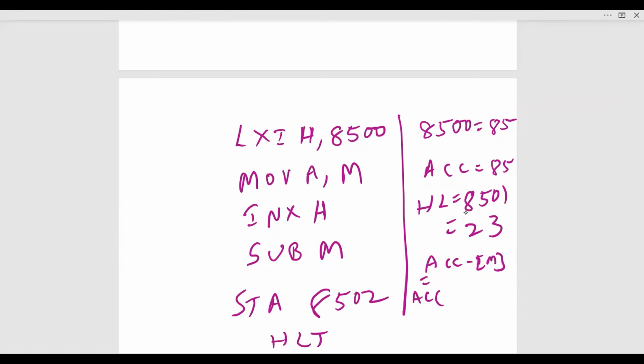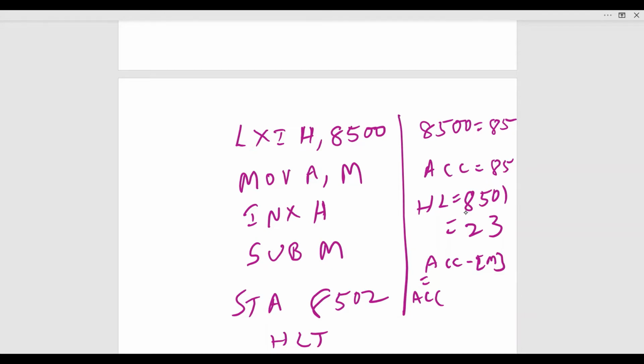Move A comma M. M is the memory. Move the contents of the memory location addressed by the HL pair. The instruction MOV A, M moves the contents of the memory that is specified by the HL pair to the accumulator. Now the HL pair is pointing to 8500, and 8500 consists of the first number, so that will be moved to the accumulator. Now the accumulator consists of the first number.